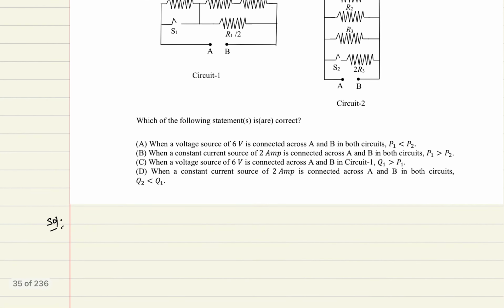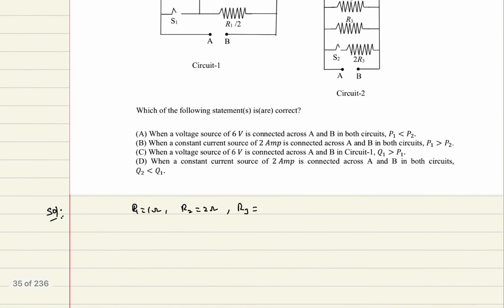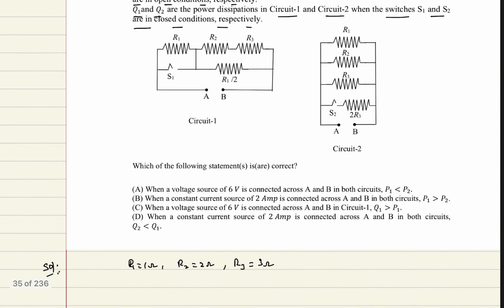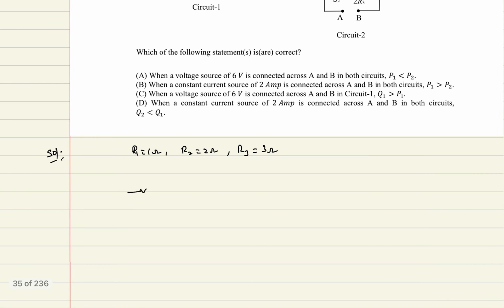So first, draw the circuit diagrams. R1 is given as 1 ohm, R2 is given as 2 ohm, R3 is given as 3 ohm. According to the circuit diagram, you can see R1, R2, R3. First, R1 is 1 ohm, connected to the circuit like this. R2 is 2 ohm and R3 is 3 ohm.